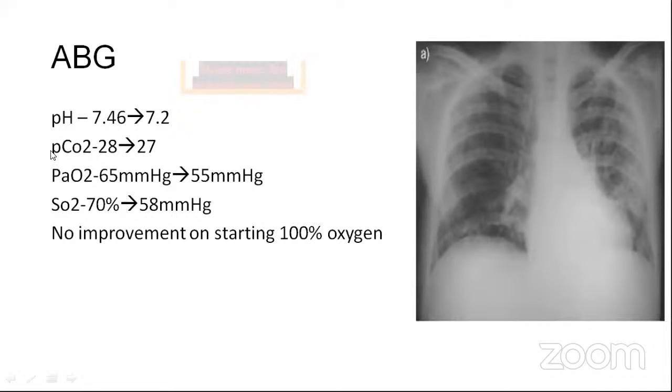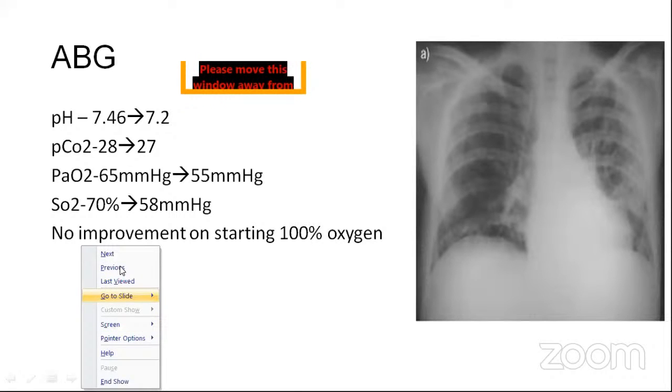So here again, coming to the ABG. Initially he was supine, and that time the ABG was taken. The ABG is showing a pH of 7.46, a PCO2 of 28, a PO2 of 65, and a saturation of 70%. And on making him sit up, his pH just dropped to 7.2, and there was a massive drop in the PaO2.